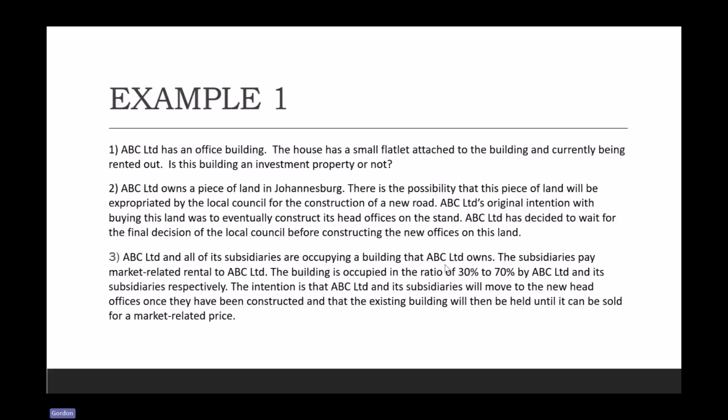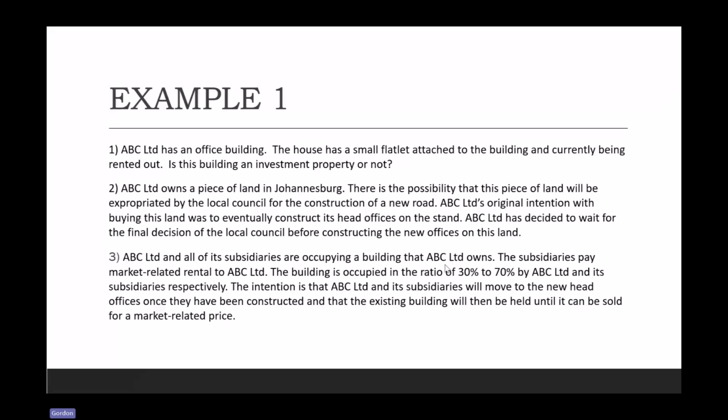Head office building is what? Is building used in the production of income. So it's owner occupied, and it's not an investment property. It is not an investment property. Does this make sense so far? Any question, any concerns from anyone?